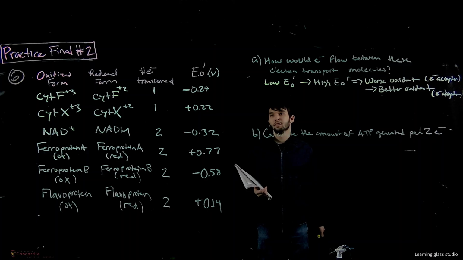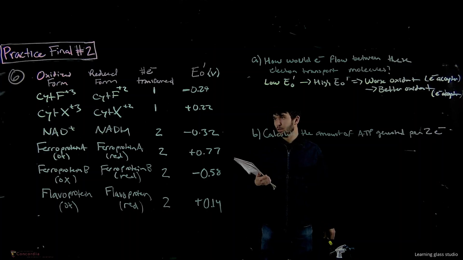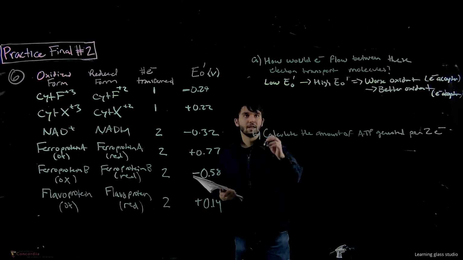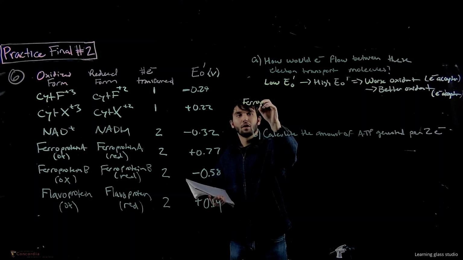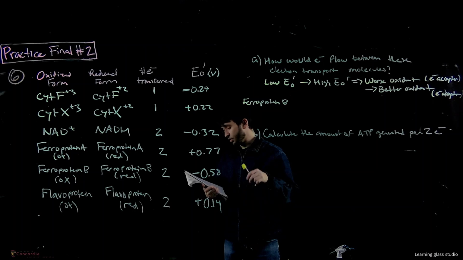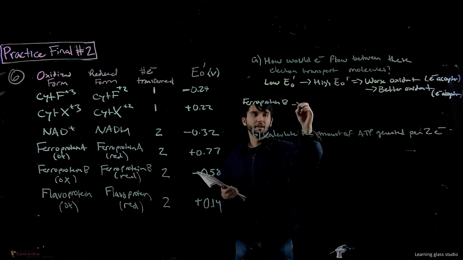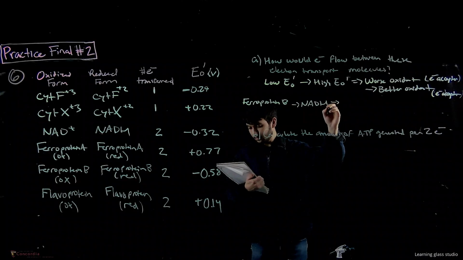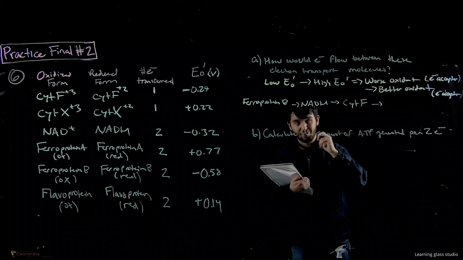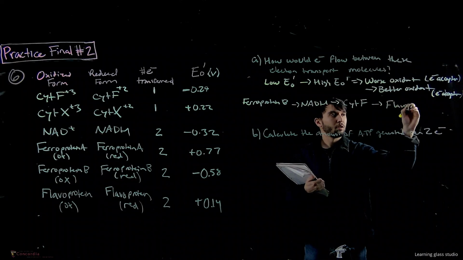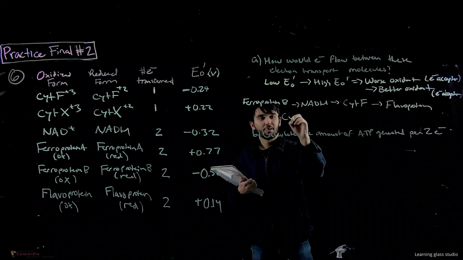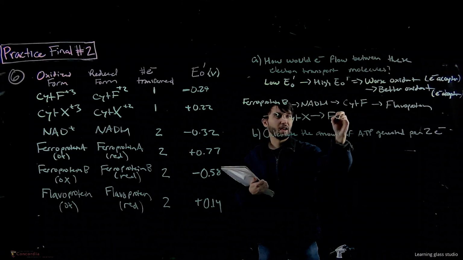So if we're going to rank these from low to high, the lowest one here would be ferroprotein B. That has negative 0.58. And then we're just going to go lowest to highest, so I'm just going to write these out. NADH, cytochrome F, and then it goes to flavoprotein. And then it goes to cytochrome X, and it ends at ferroprotein A.